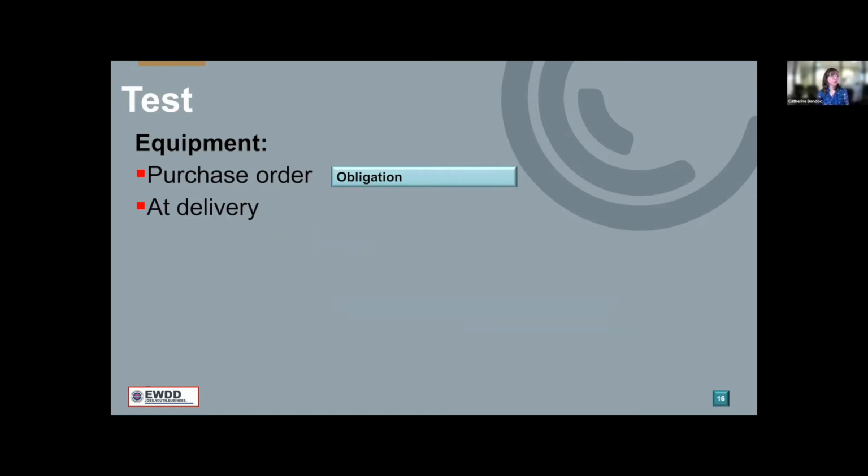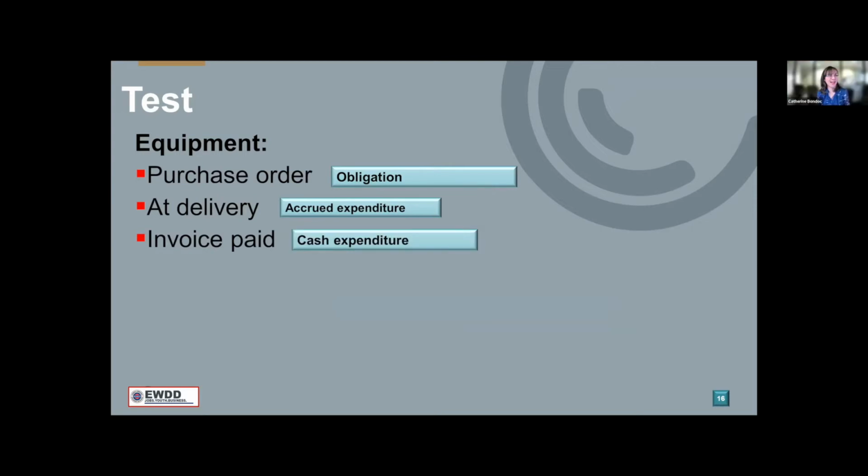They delivered it to you. An expenditure. What kind of expenditure? Accrued. Yeah. Now you pay the invoice. It's an actual expenditure. What do you call it? A disbursement. Expenditure. Actual expenditure. A cash expenditure.